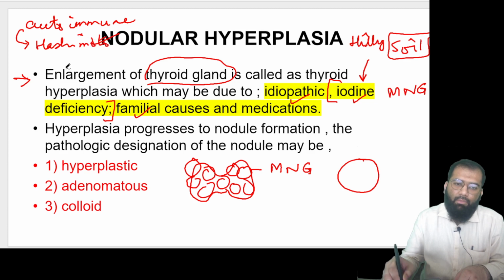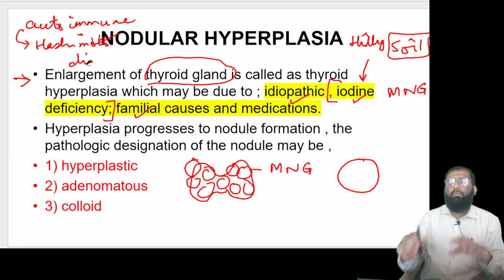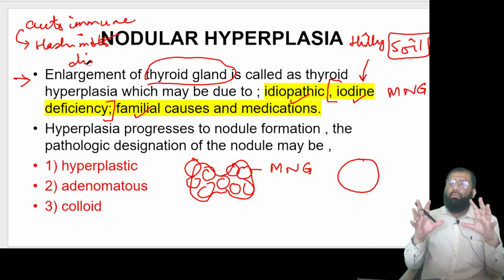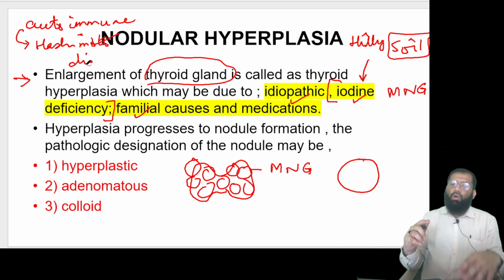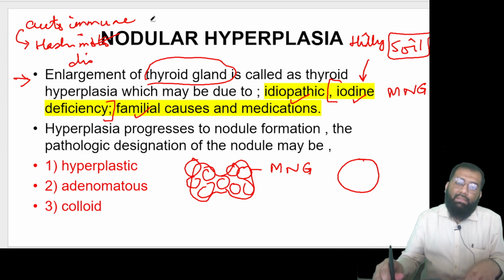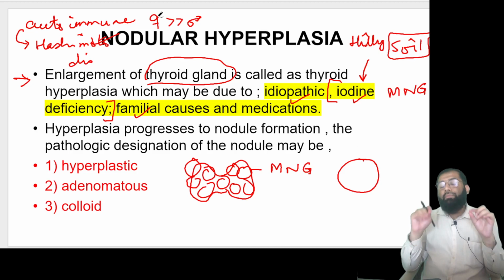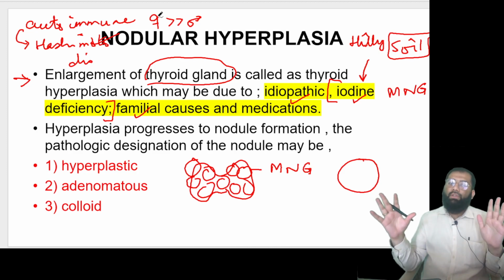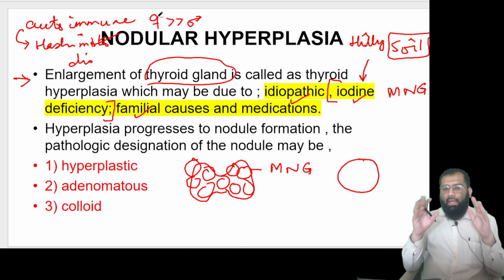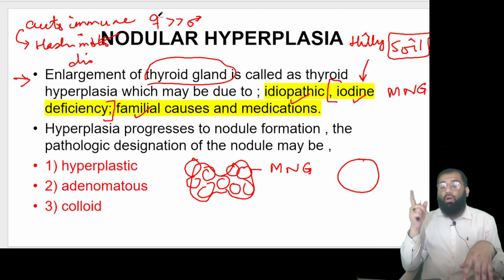Hashimoto's disease. Now एक important बात बताना था कि autoimmune disease is very common in females as compared to males. Very important. And most of the time, most of the thyroid disorders, be it Hashimoto, be it MNG, be it adenoma, be it colloid goiter, are more common in females.